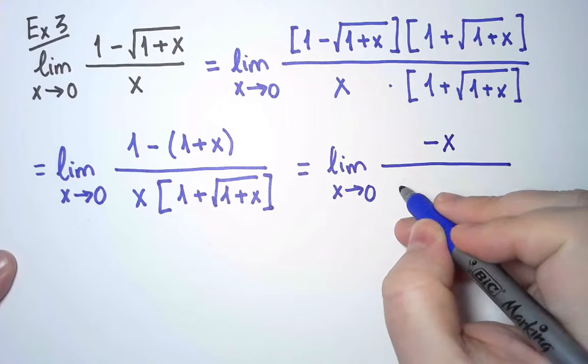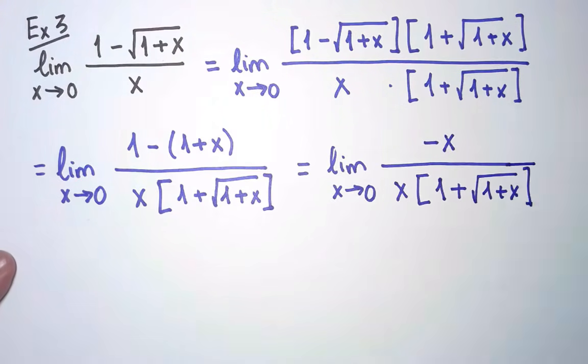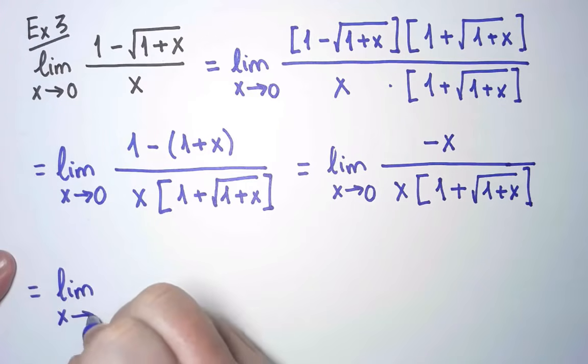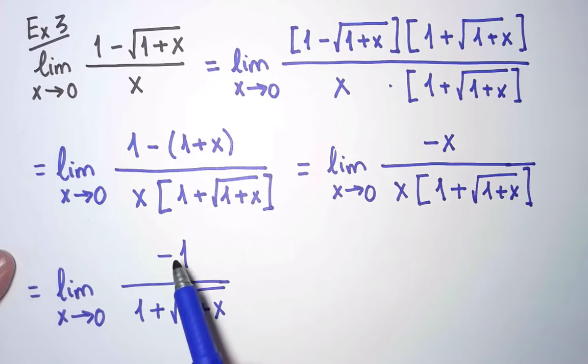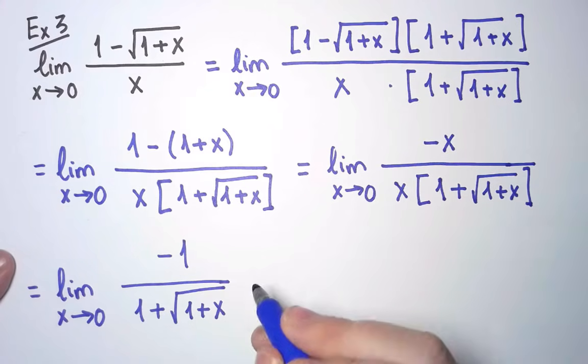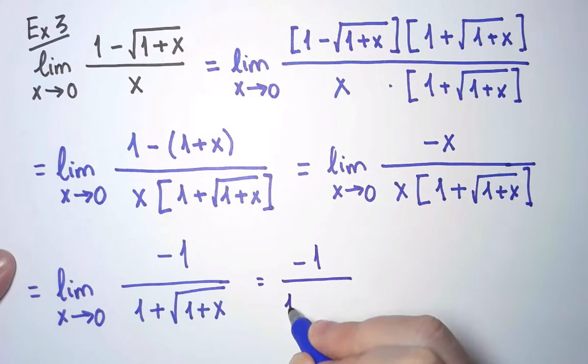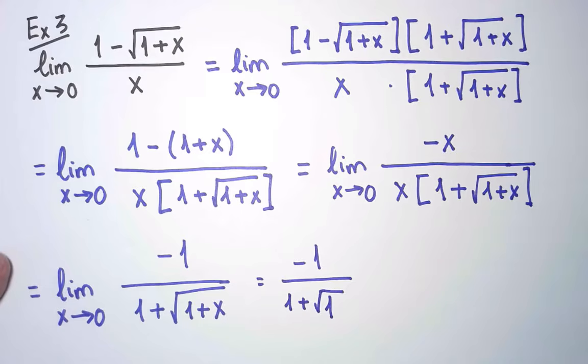I can now simplify the numerator. Then I divide both the numerator and denominator by x. And finally, the new function is defined and continuous when x equals 0. To calculate the limit, I simply evaluate at x equals 0. And that's all.